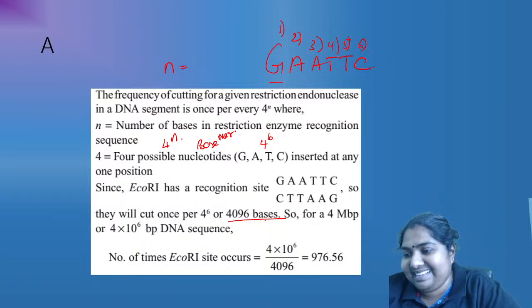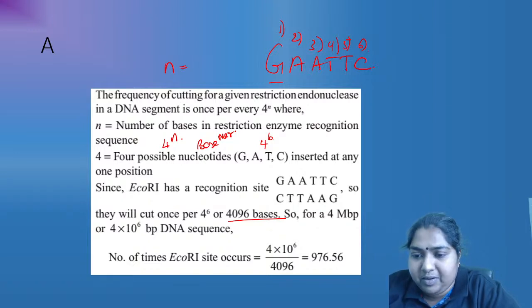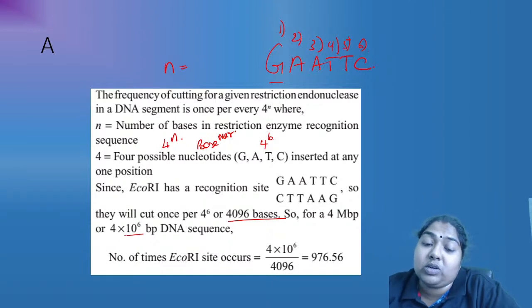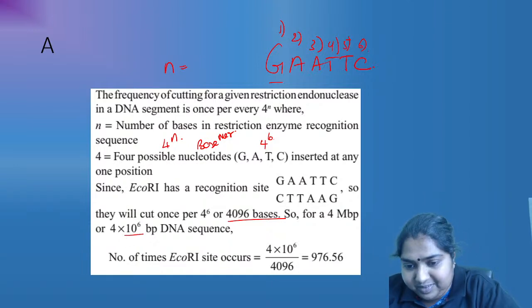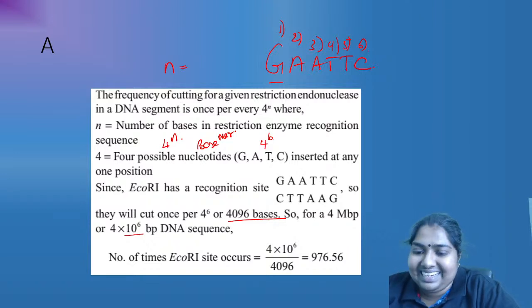4 to the power 6 is going to be 4096 bases. So if it is a 4 mega base pair, mega means you can multiply it by 10 power 6. So the total sequence length is 4 into 10 to the power 6 divided by 4096. It cannot be 1000, it is a little bit lesser than 1000. So 976 is going to be the correct answer for this question.